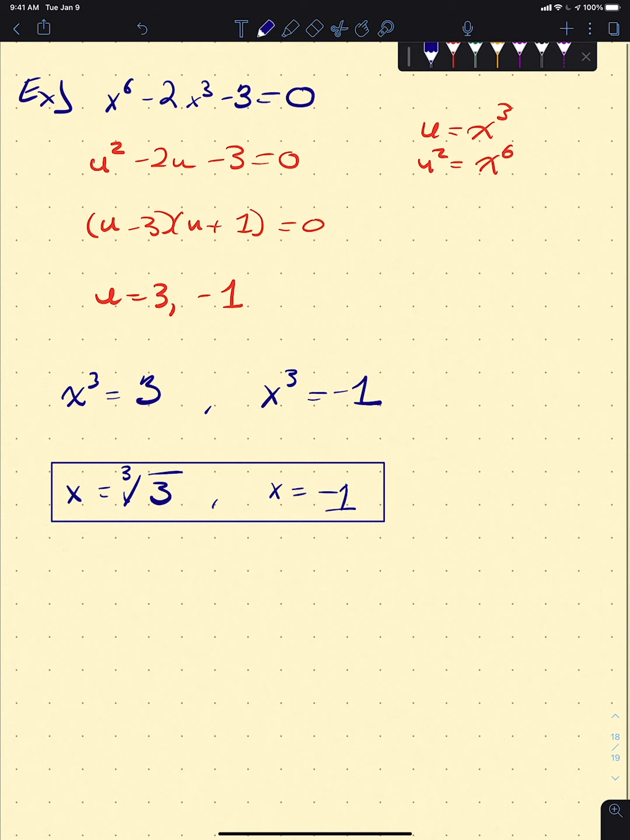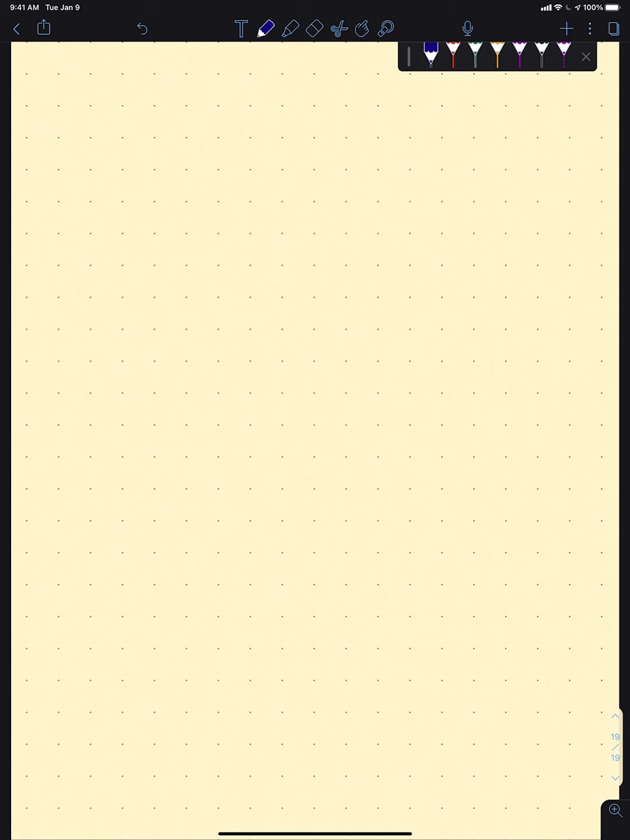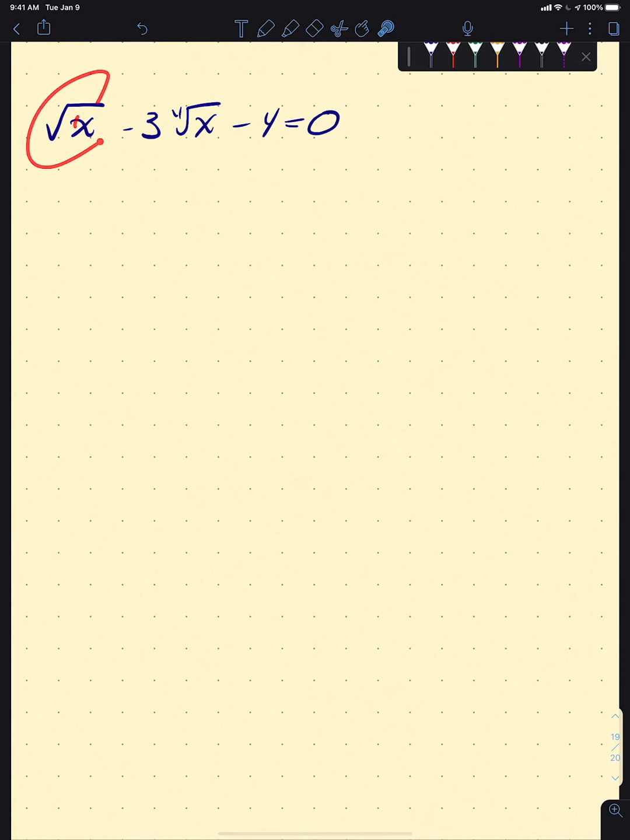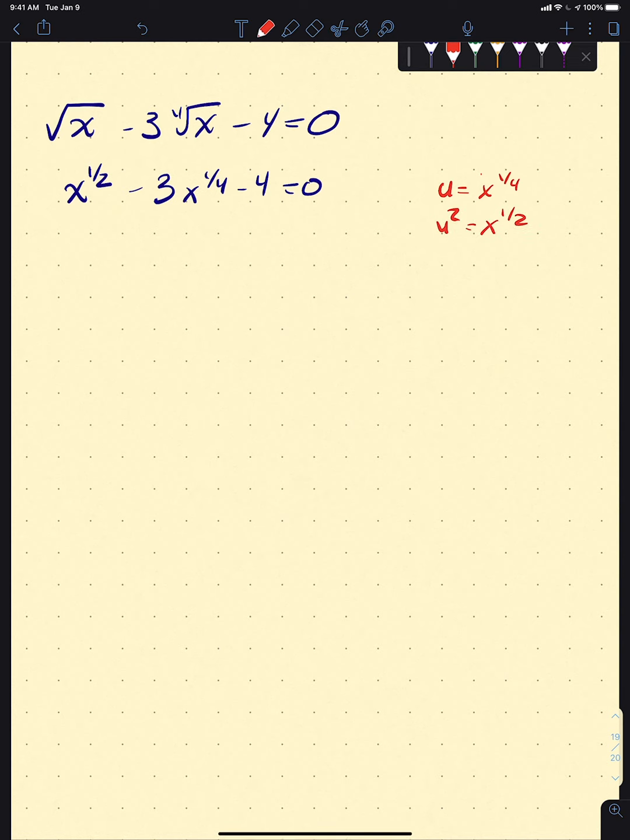I'll do one more with fractional exponents for you. Let's try this one. So the square root of x minus 3 times the fourth root of x minus 4 equals 0. Once again, we're wanting to find values such that I can make one of these look like the square of the other. Let's translate this first into fractional exponents, and maybe it'll be more obvious. The square root of x is x to the 1/2, minus 3 times x to the 1/4, minus 4 equals 0. From here, let's try setting u equal to x to the 1/4, which means that u squared is x to the 1/2. Okay?